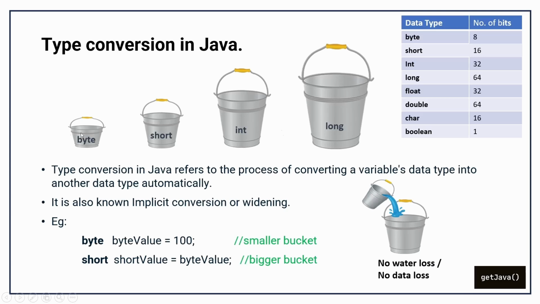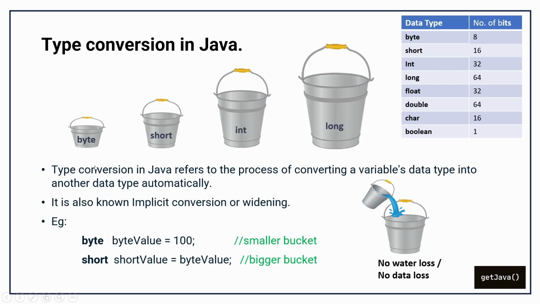So we have these 4 buckets and each bucket is having different capacity. Let's consider the first bucket is having capacity of byte. Now as we have seen in a previous video, byte is having capacity of 8 bits. It can store information up to 8 bits. Short can store up to 16 bits. Int can store up to 32 bits. And long can store up to 64 bits.